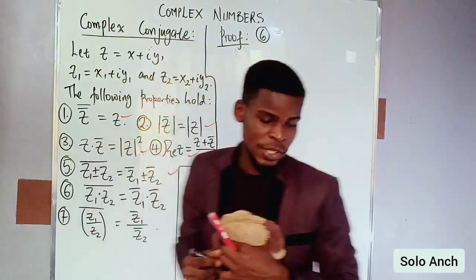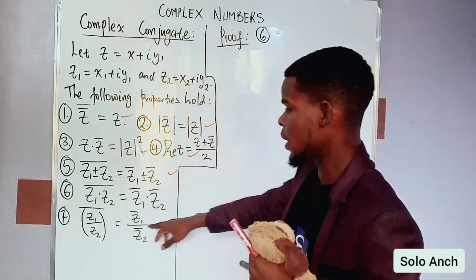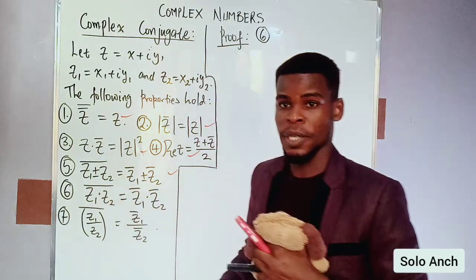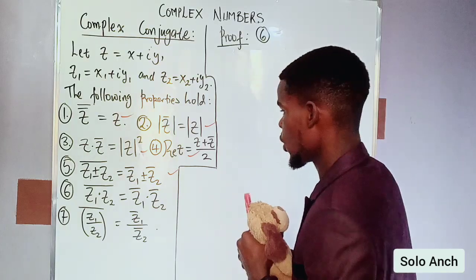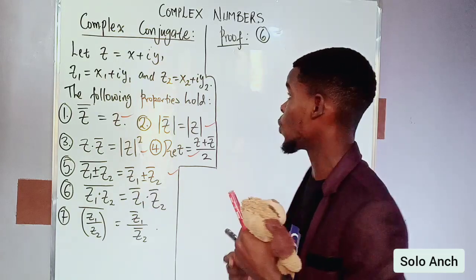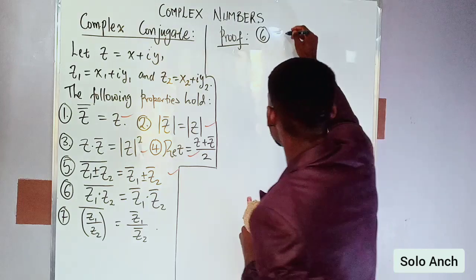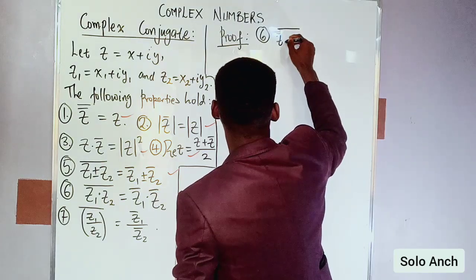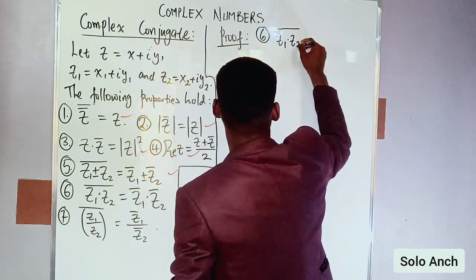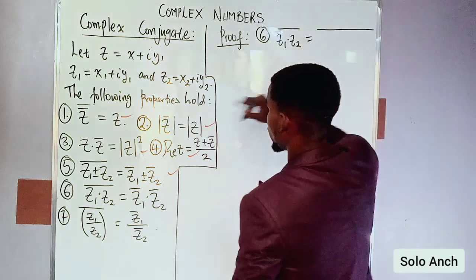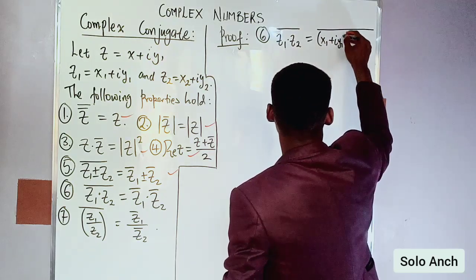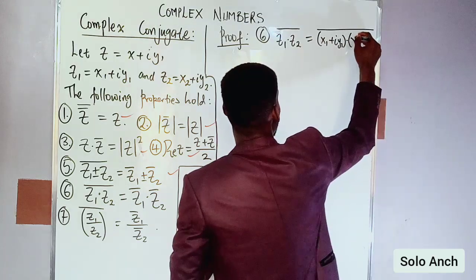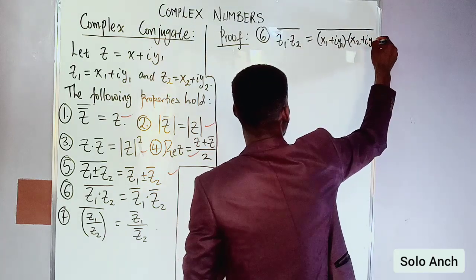Okay, now the property number 6 tells us that when we take the conjugate of the product of two complex numbers, the result will be the product of the conjugates of those two complex numbers. So we are given the complex numbers here to be z1 and z2. Good. So let's see what we have. Now the conjugate of the product of z1 and z2, right? That will be the conjugate of, well, we put out z1 and then put out z2. That will be x1 plus iy1. That is z1. You multiply it by x2 plus iy2.